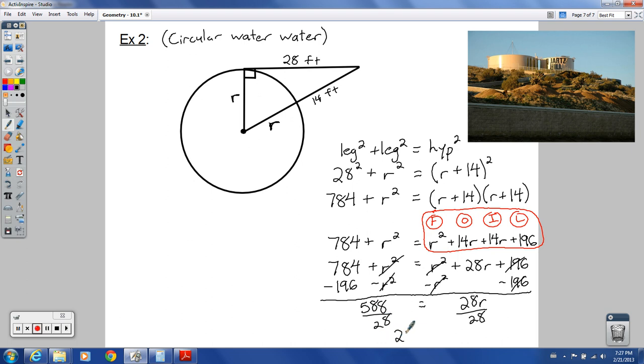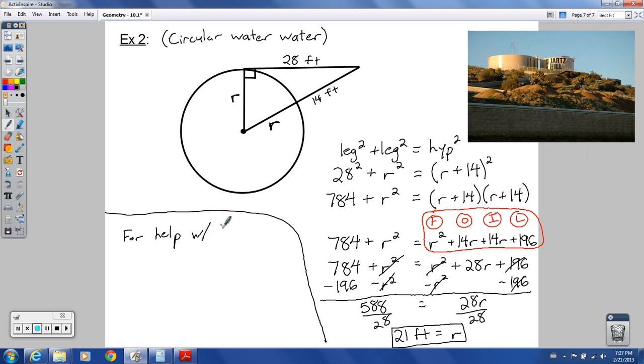The radius of that was 21 feet. Don't forget your units with a problem like this. So 21 feet is your radius. And then one more note I want you to write down. I'm just going to put this off to the side here. You may find you need help with, if I assign any of these problems for help with, meaning with 6 through 8, or 46 through 48, if I assign any of those problems, I want you to look at this example.